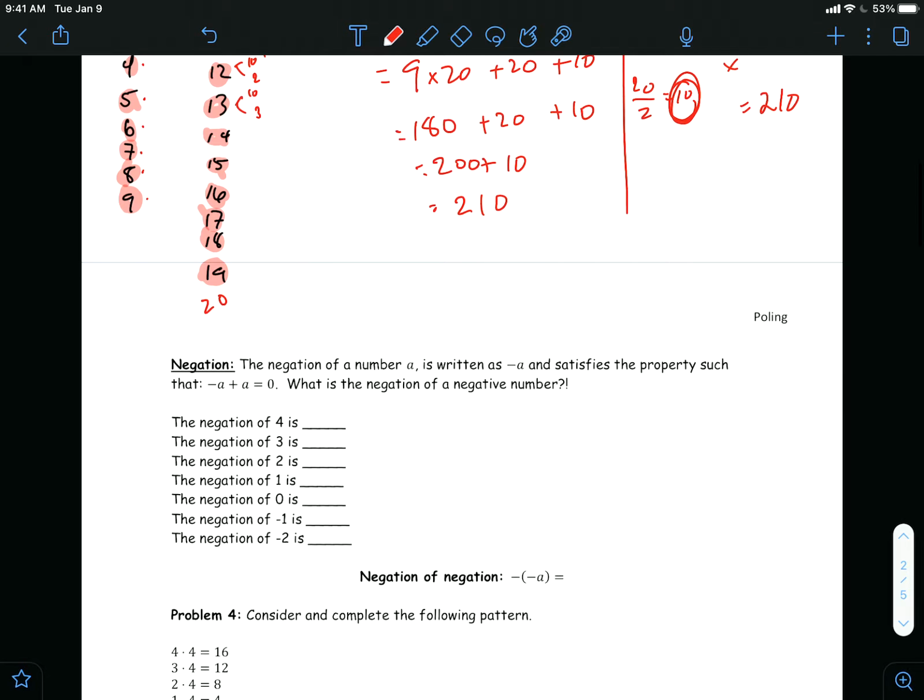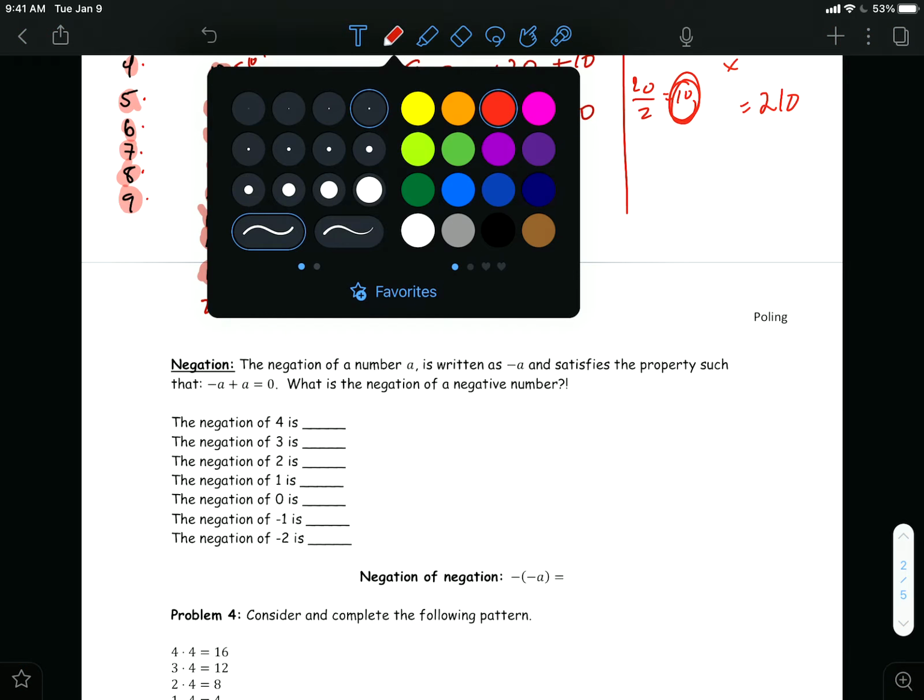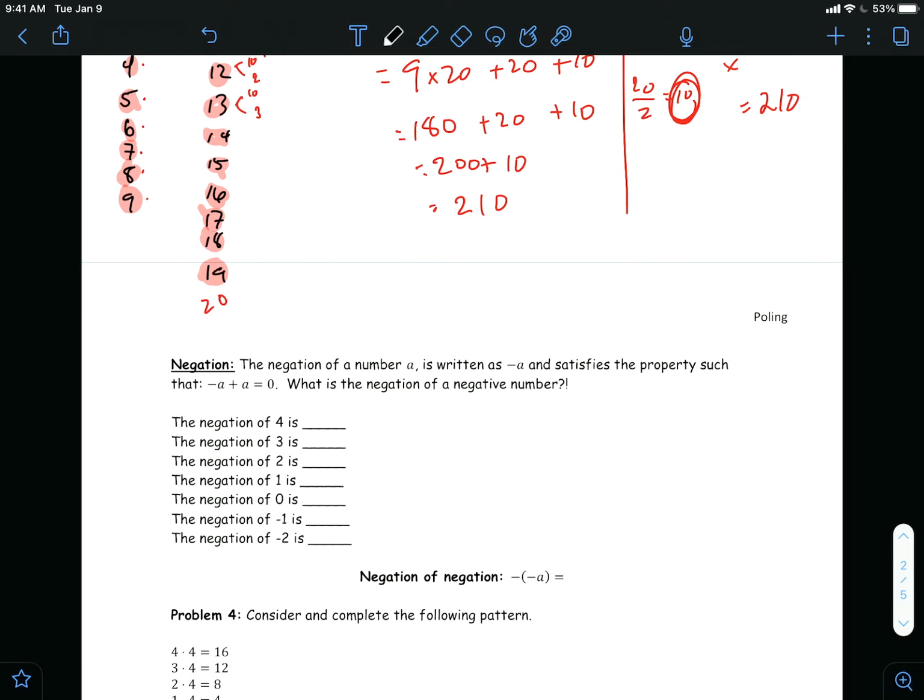Okay. So now we have this concept of negation, okay? The negation of a number a is written as negative a, and it satisfies the property such that negative a plus a is equal to 0. This is an important concept that we will revisit later. Have we ever seen this before in some capacity? Do we know what we would call this? Negative a plus a equals 0. Do we know what we call that in your endeavors in the past?